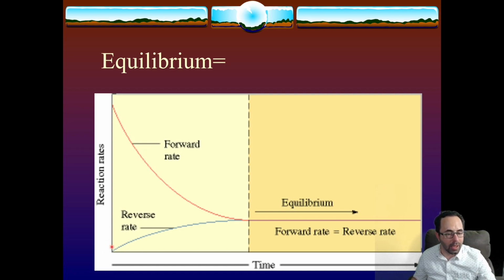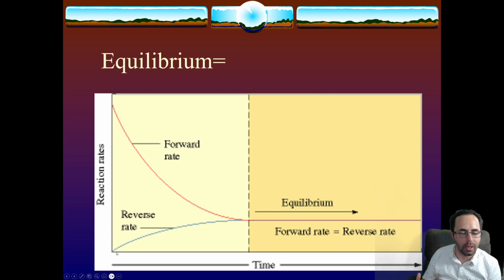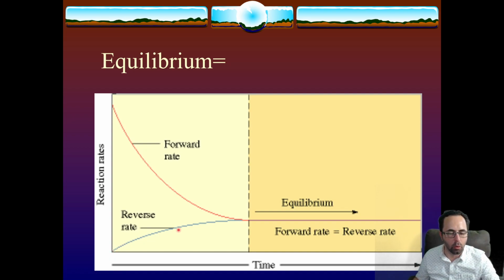Now, the reverse reaction is not going at all at first because there's no products when you start the reaction. But as the reaction moves forward, you have more and more and more products, which makes the reverse reaction go faster and faster and faster. At a certain point, a lot of the reactants have been used up and some products have been made, and then the rate of the forward reaction is equal to the rate of the reverse reaction. Once that occurs, we call that equilibrium.